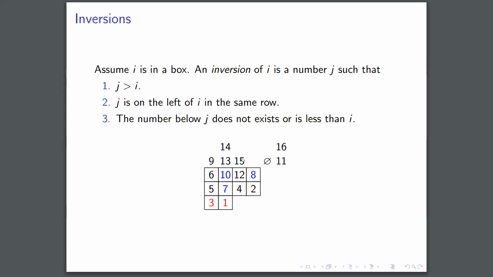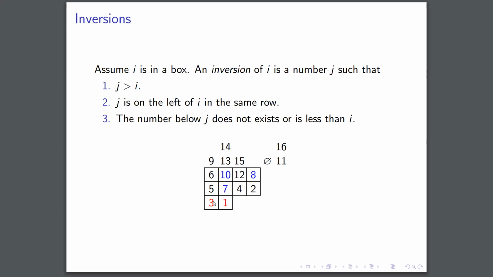For each ordered set partition, we can define something called inversion. Let's say we have a number I that lives in a box. Then an inversion of I is just the number j such that j is larger than I, j is on the left of I, and the number below j doesn't exist or is less than I. For instance, 10 is an inversion of 8 because 10 is larger than 8, 10 is on the left of 8, and the number below 10, 7, is less than 8. So 12 is also an inversion of 8.